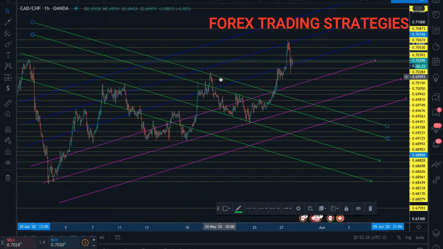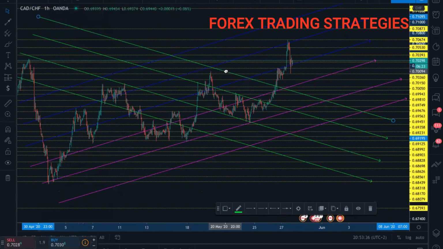So now I will start to draw the next channel. The next channel, the corresponding descending channel, I'm only drawing it on the basis of the width from the first channel, because I don't have any corresponding points here.